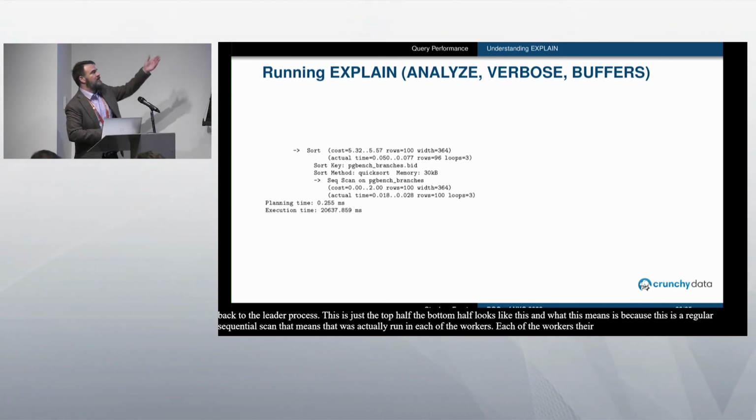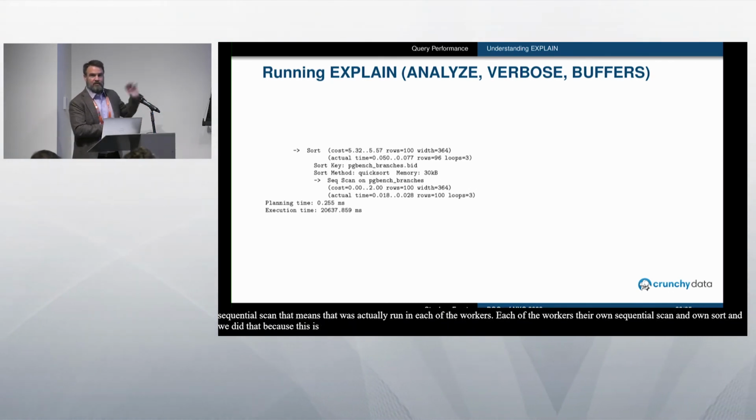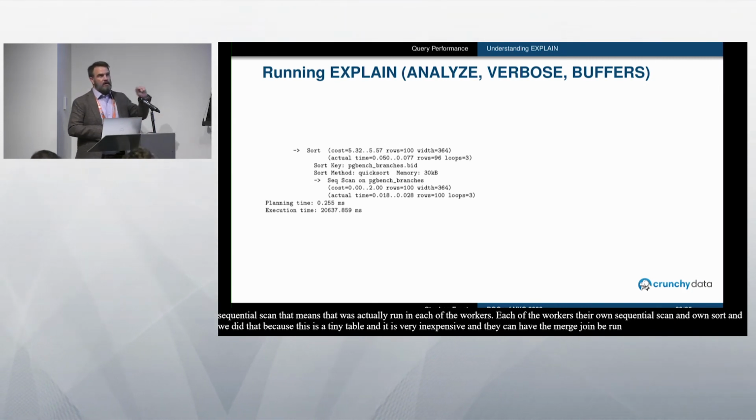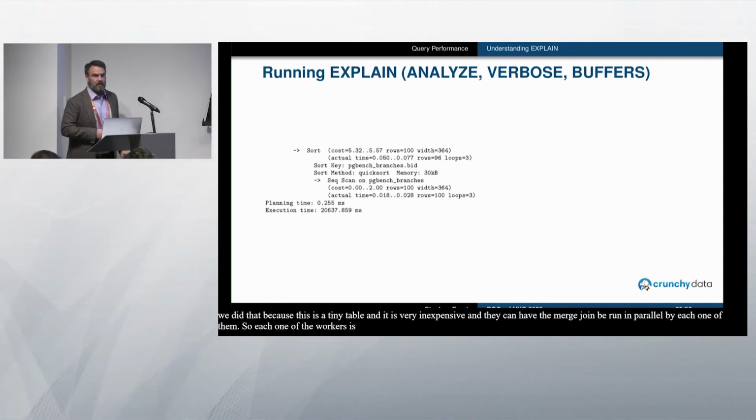And we did that because this is a tiny table, right? There's 96 rows, so it's very inexpensive for each one of the workers to do that, and then they can have the merge join be run in parallel by each one of them. So each one of the workers is running its own merge join, okay, and then feeding that data back up.